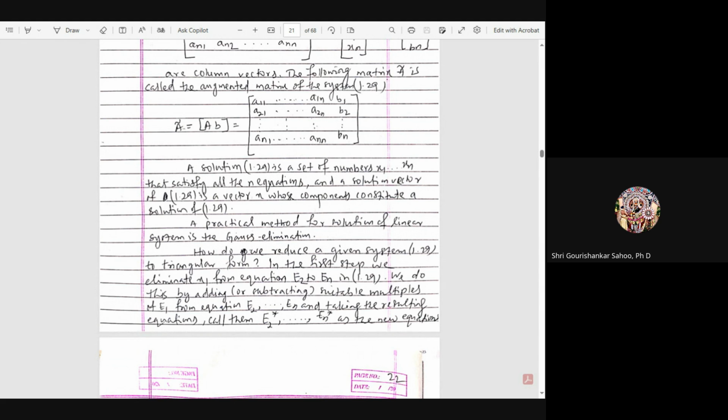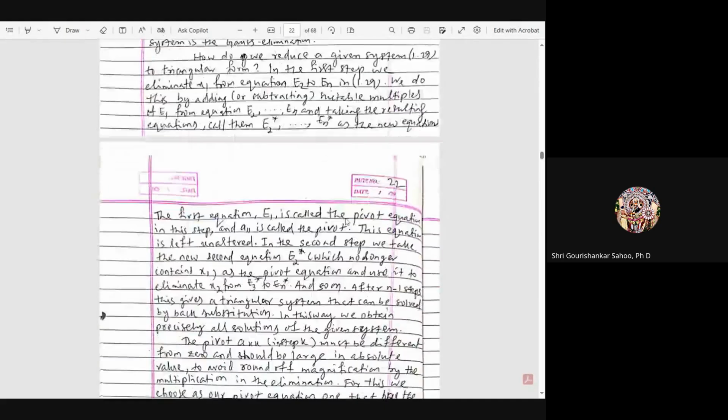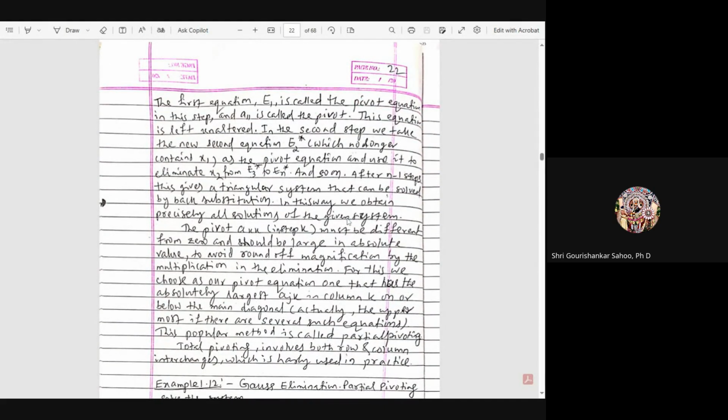And in the first step, we eliminate x1 from the equations E2 to En, and we do this by adding or subtracting suitable multiples of E1 from equations E2 to En, and taking the resulting equations called E2 star and so on and so forth En star as new equations. So the first equation is called the pivot equation, and in this step a11 is called the pivot. This equation is left unaltered. You try your best not to alter the first equation, and the first coefficient a11 is called the pivot.